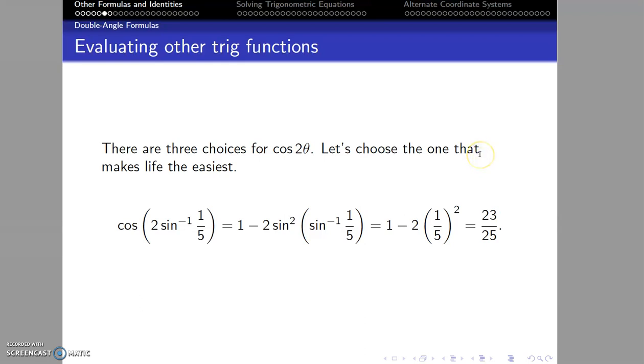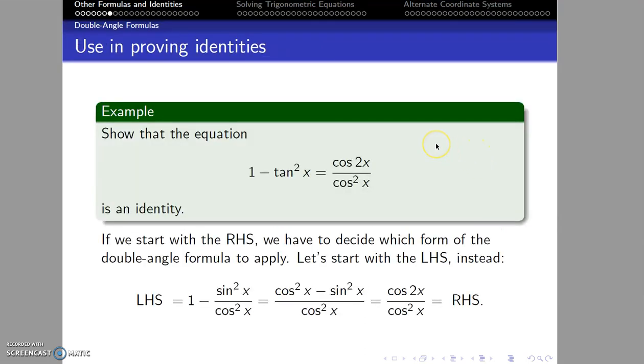All right, one last idea I want to leave you with for this video is that you can also use them in proofs. Use them to verify things are or are not identities. So for instance, suppose I wanted to show the equation 1 minus tangent squared x is equal to cosine of 2x over cosine squared of x. Well, I can do that now. By recognizing I've got a cosine of 2x on the right-hand side, I could use a double angle formula for that and try and finagle it to work out to be 1 minus tangent squared x.